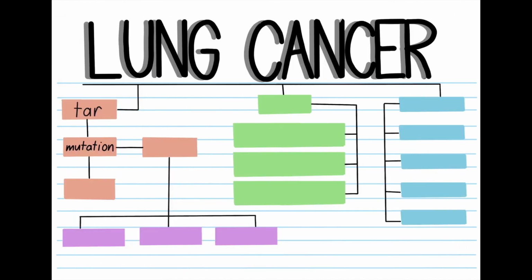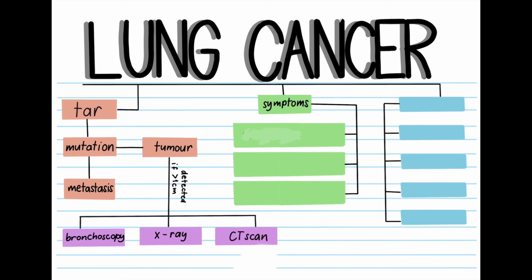Lung cancer is caused by the tar that contains carcinogens. This reacts directly with the DNA and causes mutations. Uncontrollable cell division leads to a tumor. A second tumor may occur. If metastases occur, do note that it is difficult to detect tumor cells unless they reach 1 centimeter in diameter. Detection includes bronchoscopy, X-ray, and CT scan.